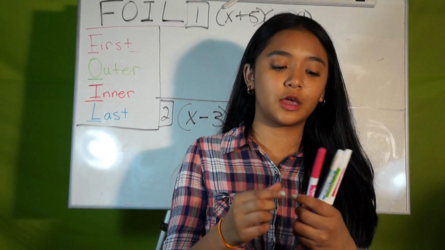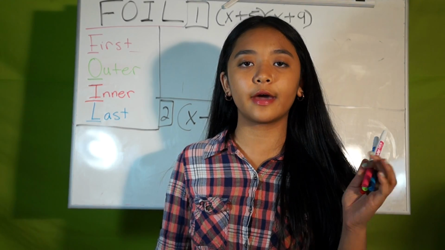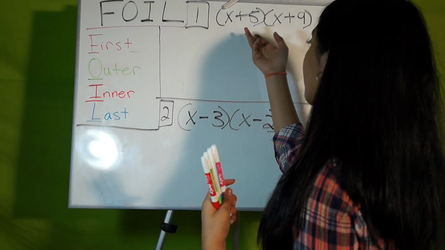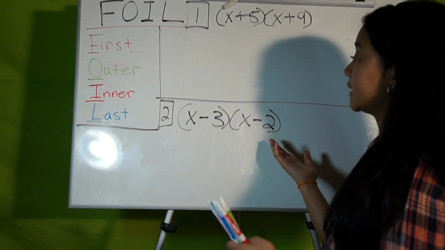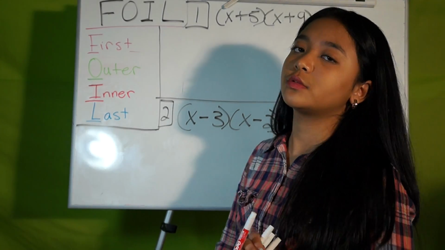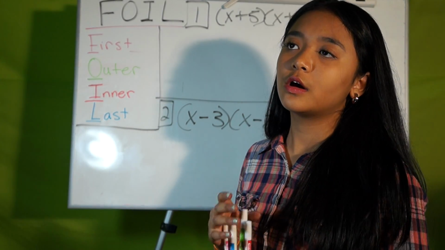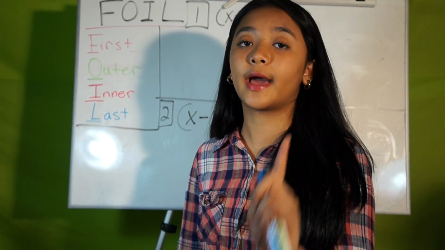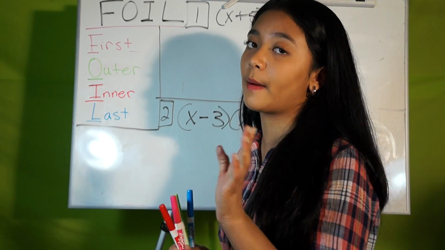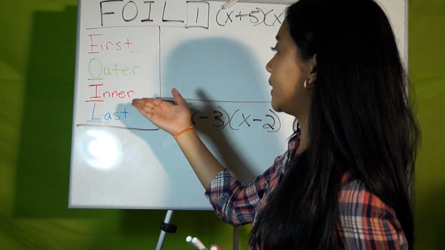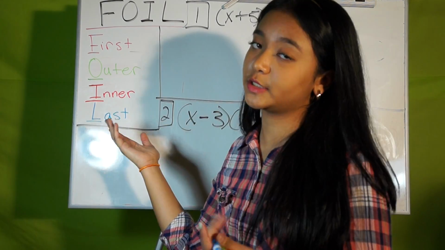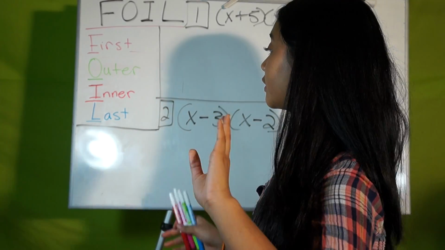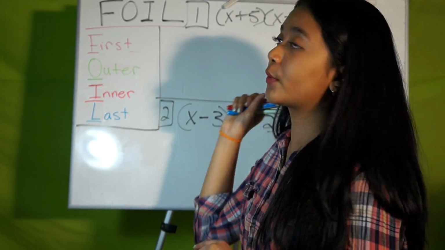Today we will be conquering the FOIL method, which is commonly used when you have something like this: x plus 5 times x plus 9, x minus 3 times x minus 2, and your teacher tells you to do FOIL, and you don't know how, because maybe they haven't taught it to you correctly. But I'm here to help you conquer that problem. FOIL stands for first, outer, inner, and last, and I will tell you which is which in this video. Let's start off with number 1.